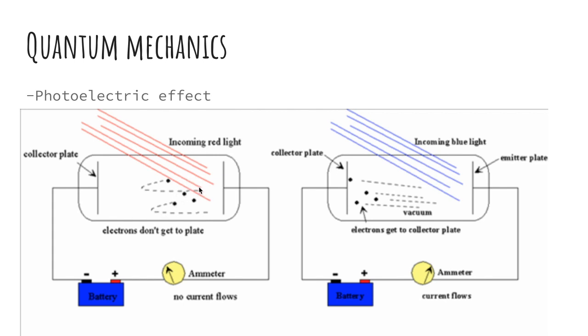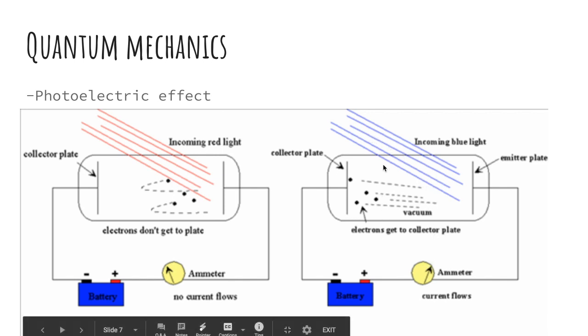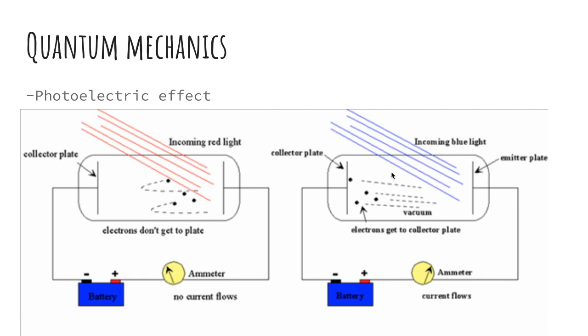Versus blue light, which is higher energy, a higher frequency, and lower wavelength. We're going to get a much higher current. With this, we're going to get the electrons coming off much faster and much stronger, with much more energy, providing a lot more electrical energy with the blue light because we have more incoming energy.